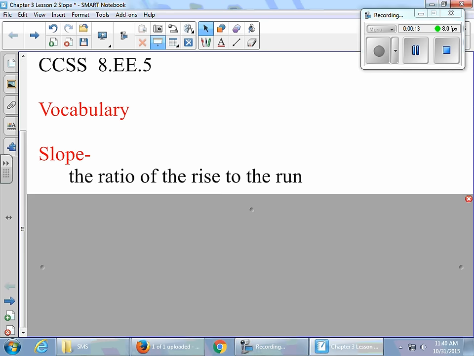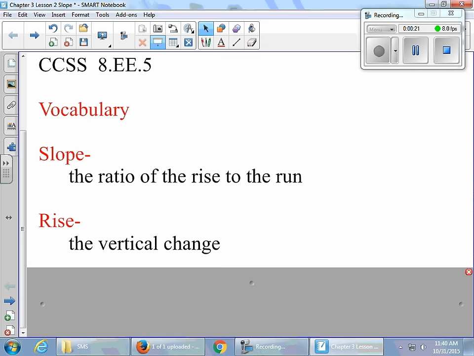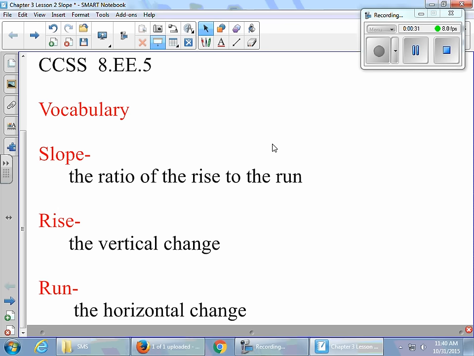Our first one is slope, the ratio of the rise to the run. Rise is the vertical change. Vertical is up and down. And our last vocab word is run, the horizontal change, left to right. As always, you may pause the video to write down the definitions and continue once you are ready.